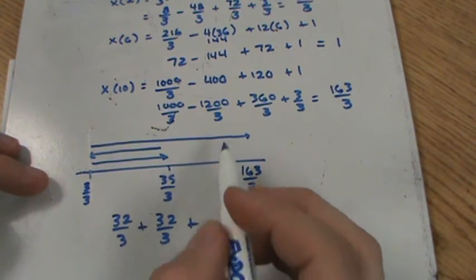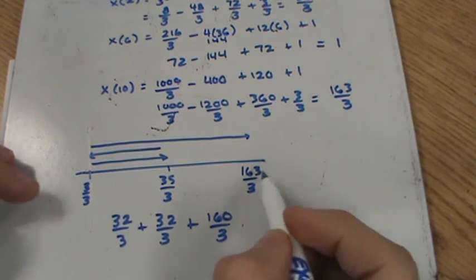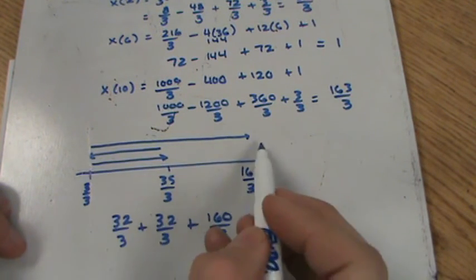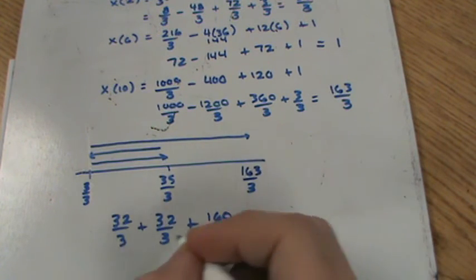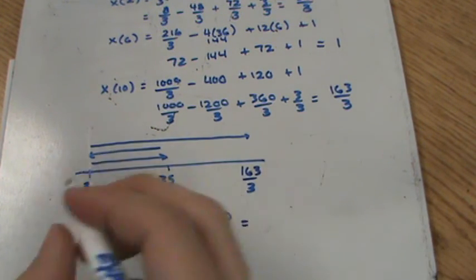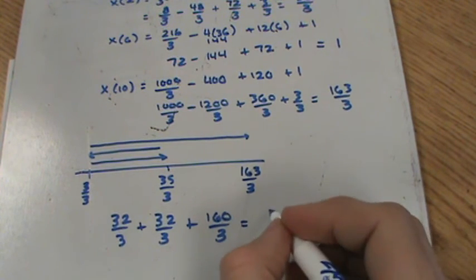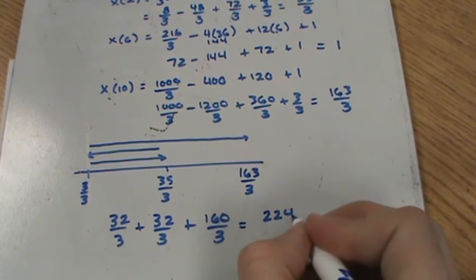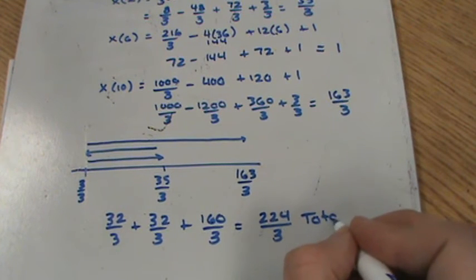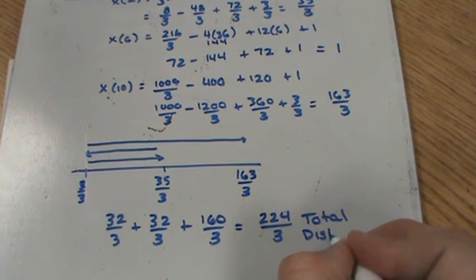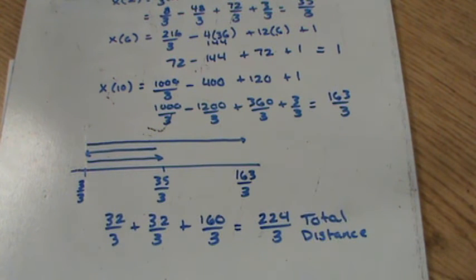plus we got to figure out the distance between here. This would be 160 over 3 if we take away that 3, because remember we're going from 1 to 163 over 3. All these together are going to give us our total distance. So that's 64. So this is going to be 224 over 3 for a total distance traveled. All right, so now we have our total distance.